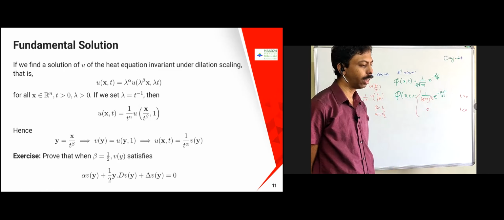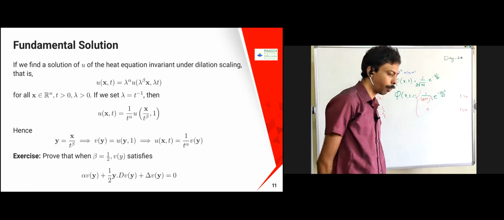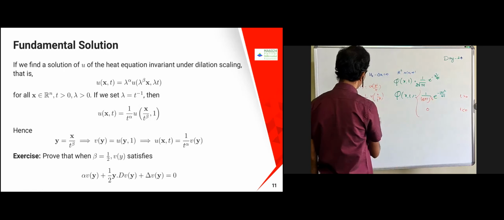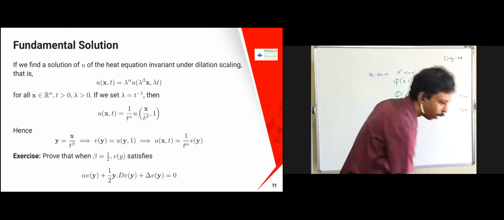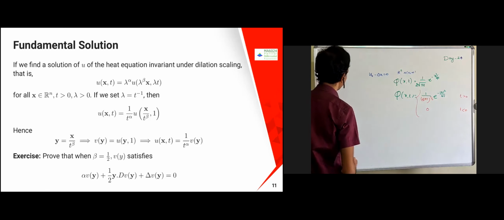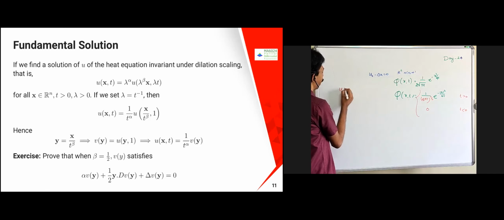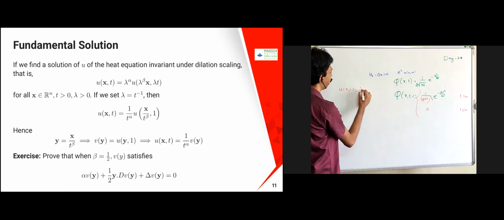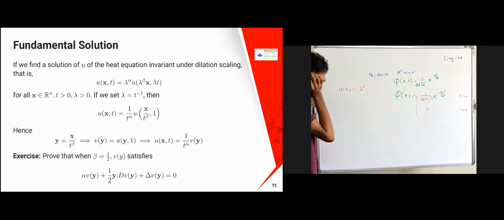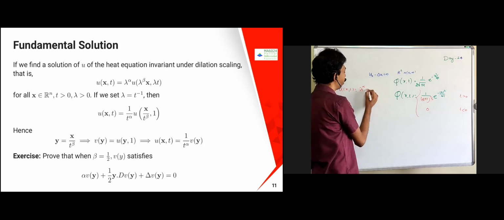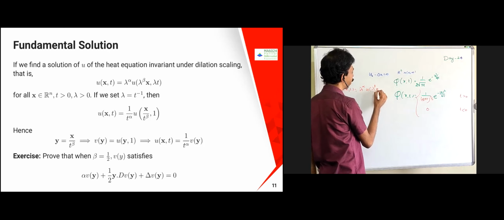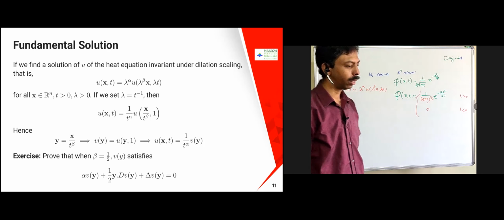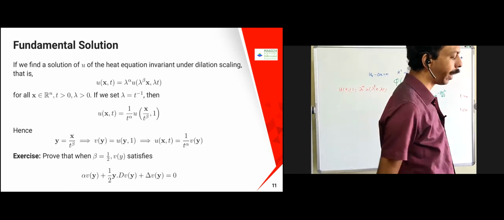Okay, it is invariant. Then what you can do is just claim that. I'll leave it as an exercise to you. What you can claim is that u of x comma t, you just substitute that, then you will get u of x comma t equal to lambda power alpha into u of lambda power beta into x comma lambda t. So that one is called the dilation scaling.